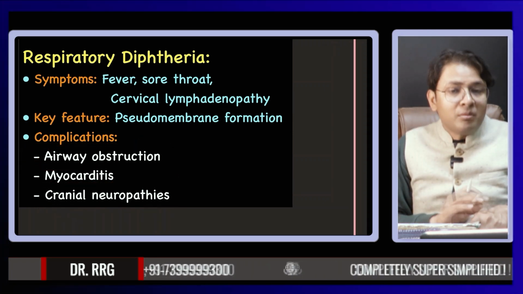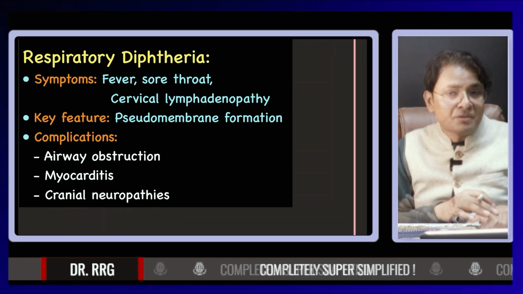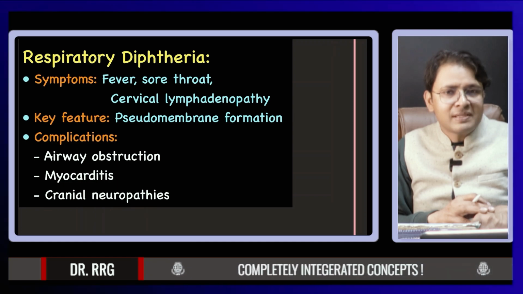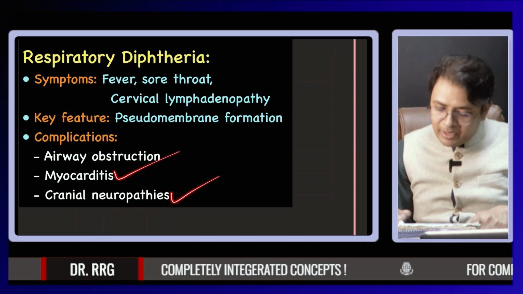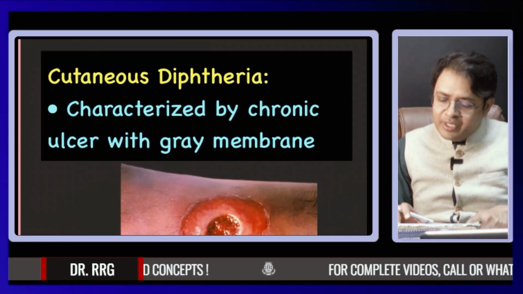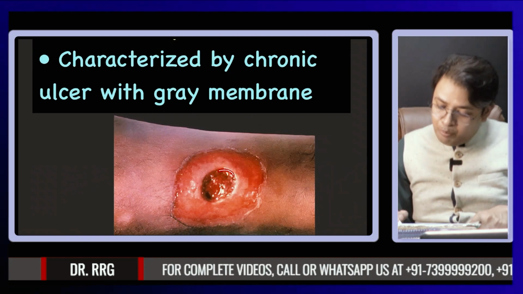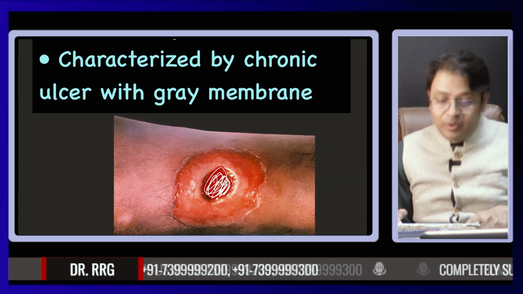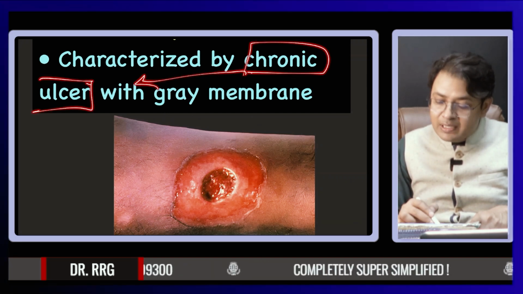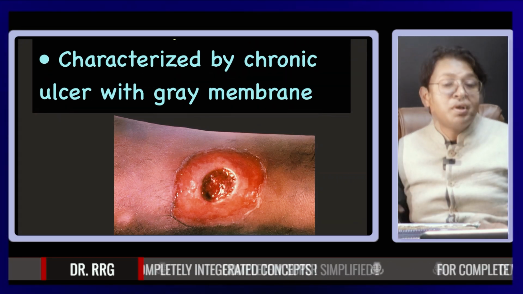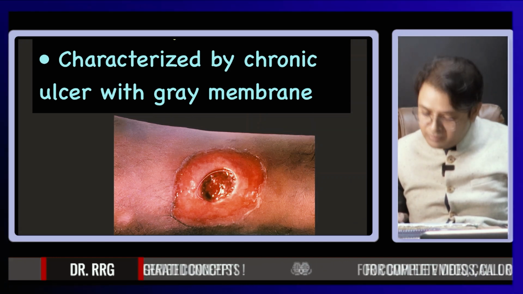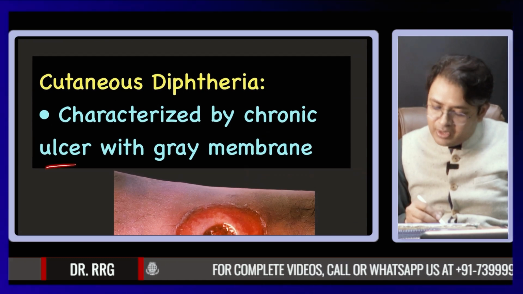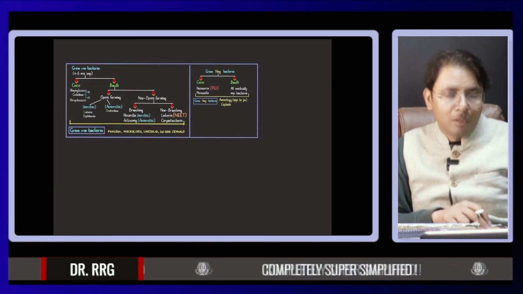Airway obstruction occurs because of direct colonization of bacteria. Myocarditis and cranial neuropathies occur because of toxin interaction with the myocardium and cranial nerves. The other type of diphtheria is cutaneous diphtheria, where there is a punched out lesion with necrotic surfaces, where we can find a chronic ulcer with gray membrane formation. Punched out lesion is a very important term related to cutaneous diphtheria. It is a chronic presentation having an ulcer with gray membrane. Try to recall our today's topic.